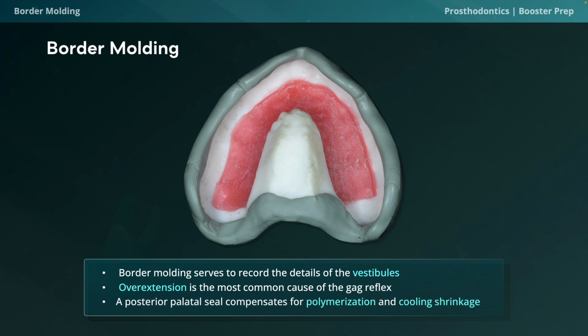Additionally, during the border molding process, a posterior palatal seal should be created in order to compensate for the polymerization and cooling shrinkage of the acrylic resin material. Shrinkage typically causes the denture base to lift up from the posterior palate, but the posterior palatal seal area, which is placed on non-keratinized displaceable tissue, would overcome this by providing a vacuum-tight seal to hold the maxillary denture in place.